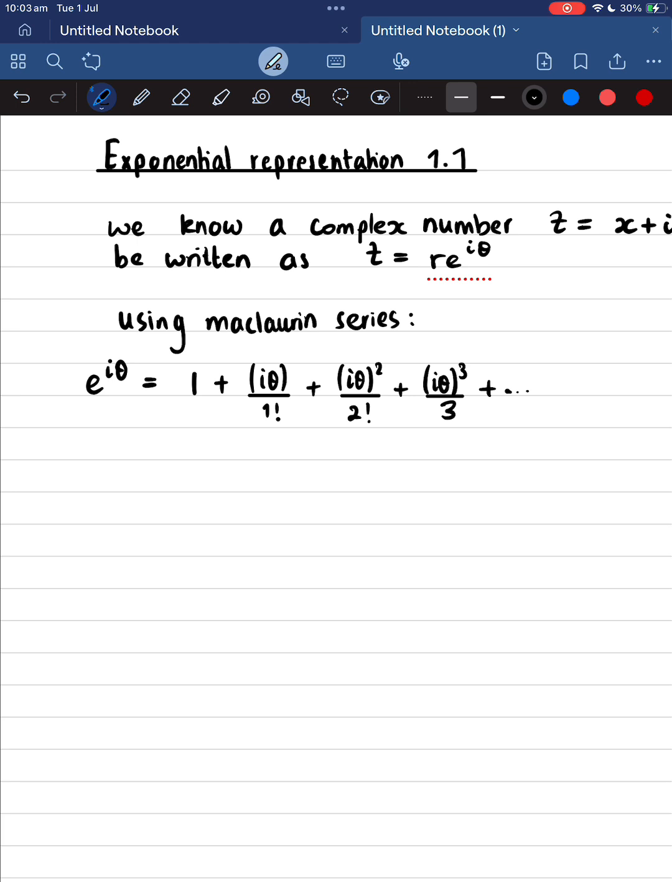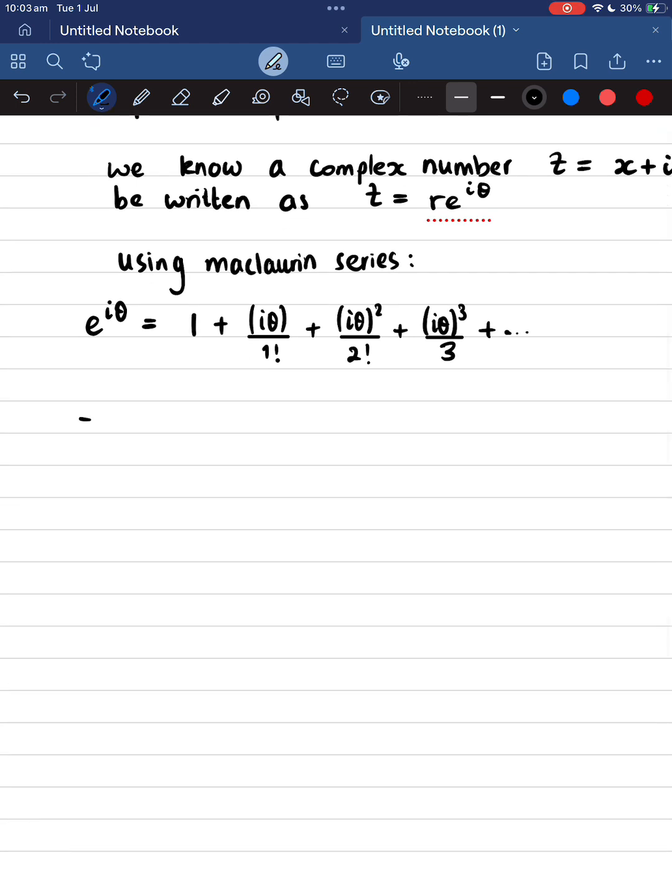And so then we can rewrite this, grouping the real and the imaginary terms. So we get 1 minus theta squared over 2 plus theta to the power of 4 over 4 factorial, and so on for all the even powers, where the sign alternates. And then we're going to add i lots of the imaginary part. So we're just going to factor out this i here, and we're going to have theta minus theta cubed over 3 factorial plus theta to the power of 5 over 5 factorial. And again, this goes on and on and on.